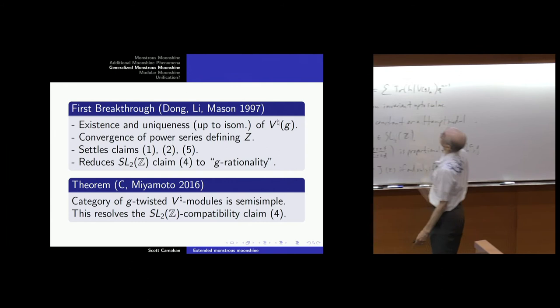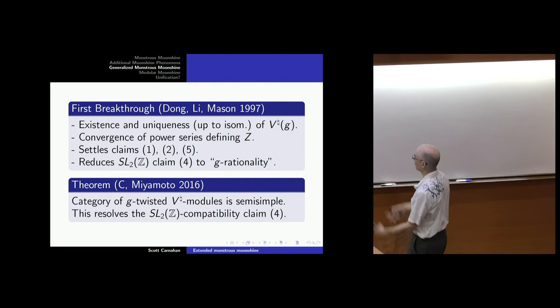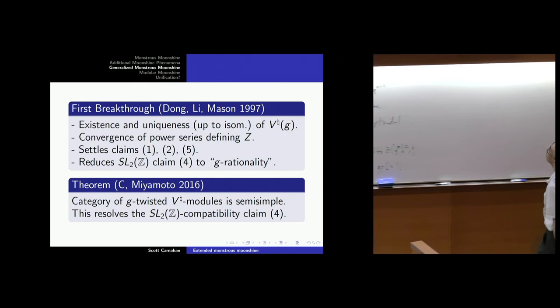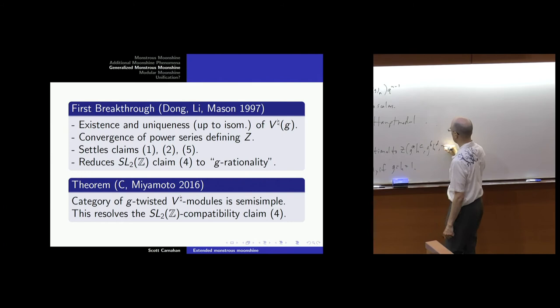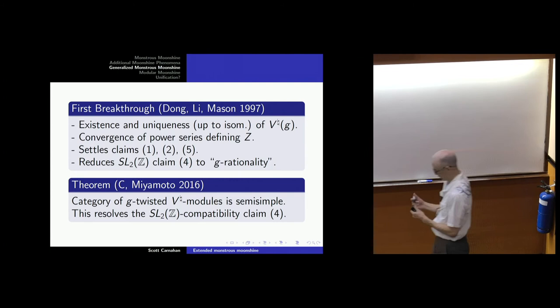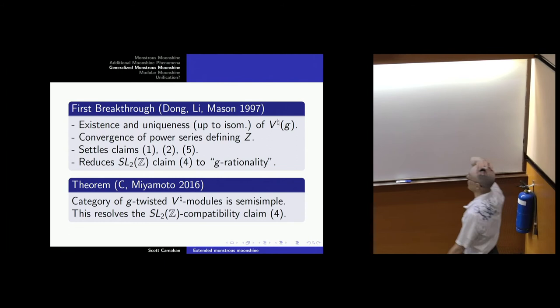So this more or less, by some general nonsense, settles claim one, this conjugation invariance, and this non-triviality. And the SL2Z proportionality claim was reduced to a claim of G-rationality. And G-rationality amounts to the following claim, which was proved a couple years ago: the category of G-twisted V-natural modules is semi-simple. That is to say, there are no non-trivial extensions. And so that resolves this claim.